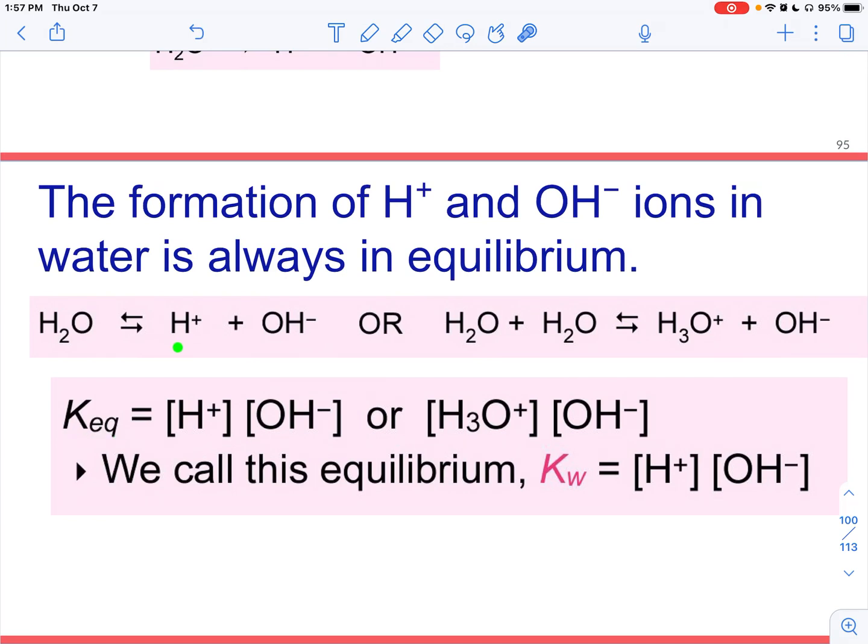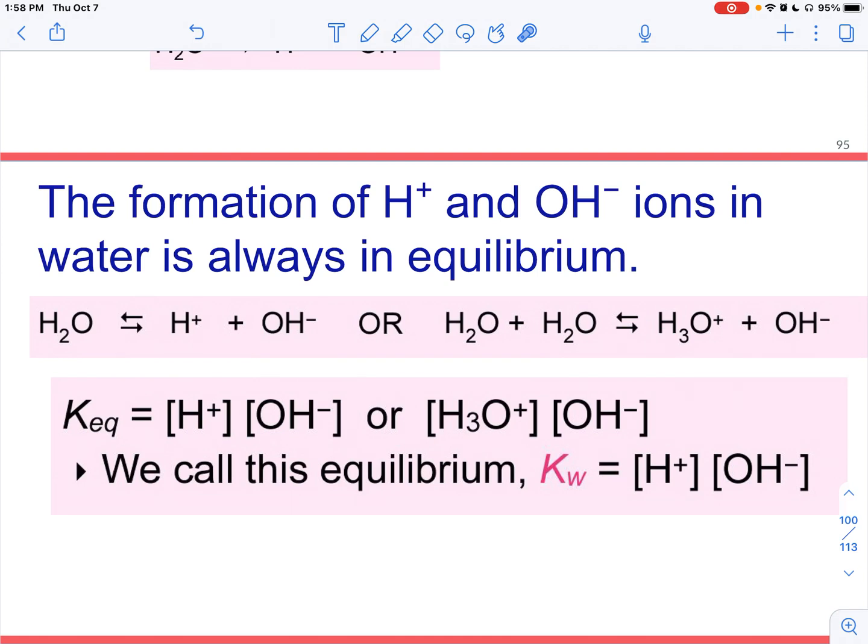And our Keq would be H plus times OH minus over 1, because H2O is a liquid, right? Because H2O is a liquid, it doesn't factor into our expression. Remember, that's only soluble species and gases, aqueous and gases. So you can write it like this, or using this one, same deal, because H plus and H3O plus are the same.